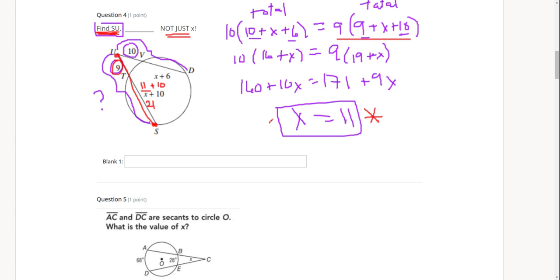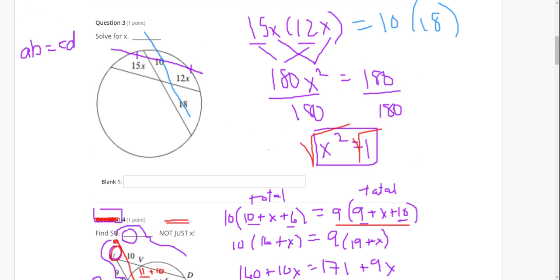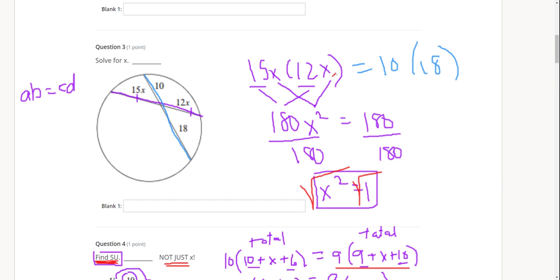Thomas, number 3 is the same as number 2, or at least it's the same answer. So on number 3, you want to do 15x times 12x. You multiply the 15 and 12 and get 180, and you multiply the x's and get x squared. So then divide by 180, and then take the square root. Does that help, Thomas?